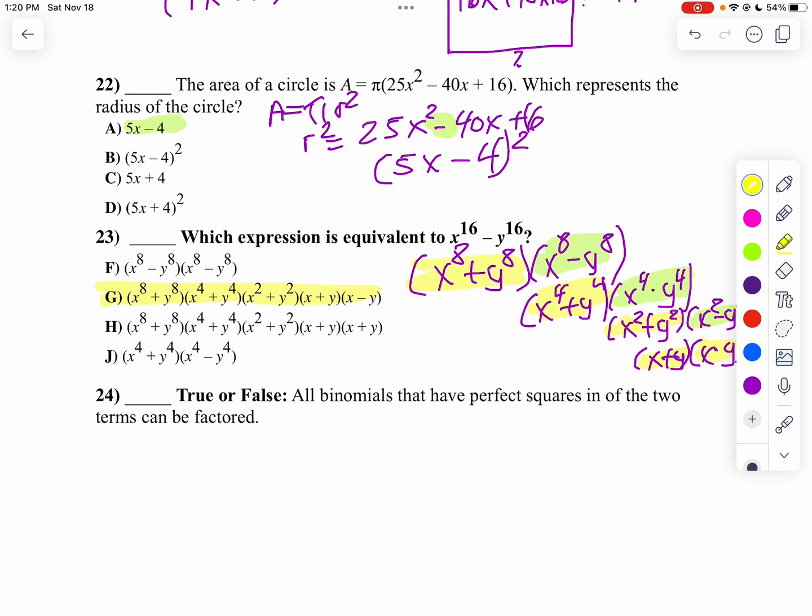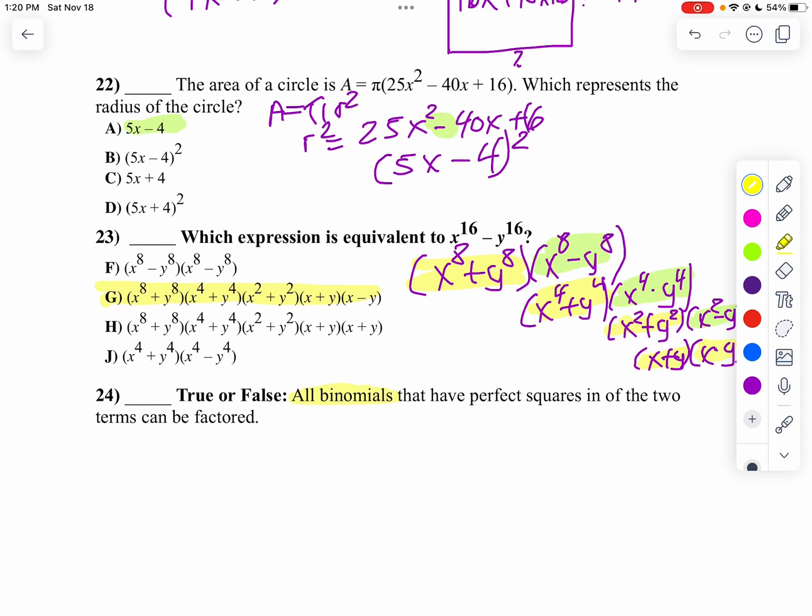Okay, question 24. True or false, all binomials that are perfect squares have perfect squares in the terms that can be factored. No, all binomials that are perfect squares have perfect squares in the terms that can be factored. Yes. Oh, binomials. Yes, that's true.